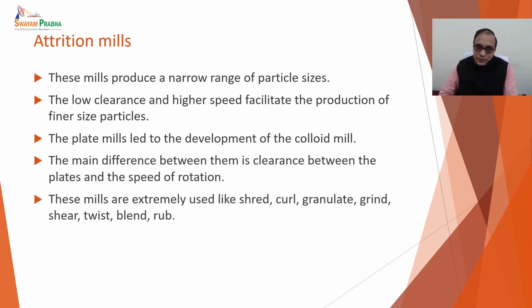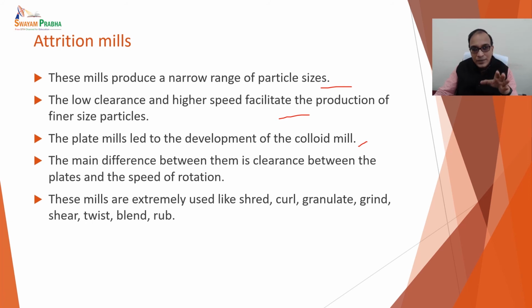Attrition mills. These mills produce a narrow range of particles, because with the rubbing motion in these attrition mills, the low clearance and higher speed facilitate the production of fine particle size. Fine size particles we can get from these attrition mills.